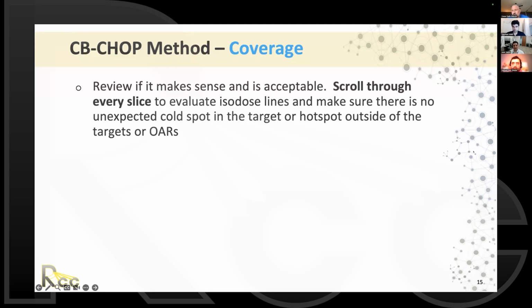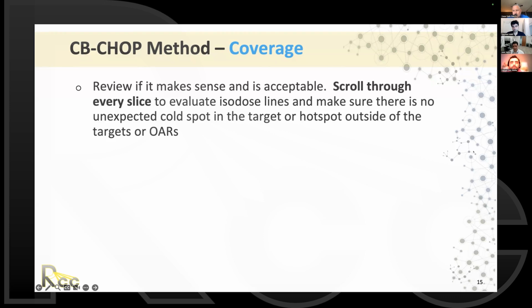This can have an implication for the plan evaluation as well. If you're looking at just one slice or a few slices, it may not be fully representative. There could be slices where there is under coverage, where there are some inaccuracies in the interpolation or because of that variability in contouring. So scrolling through every slice makes sure that you are appropriately covering the true volume in 3 dimensions.